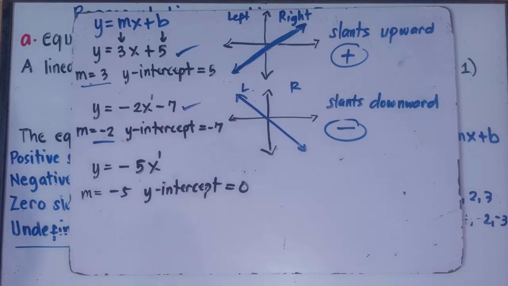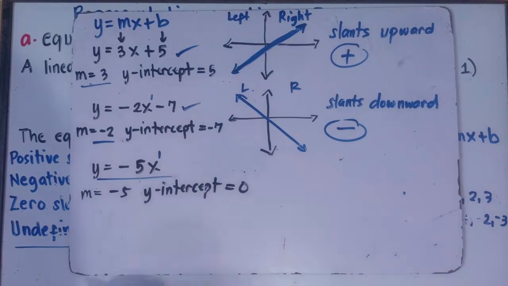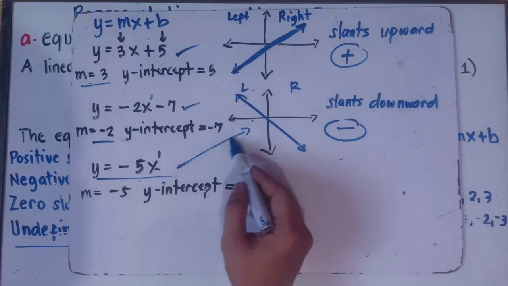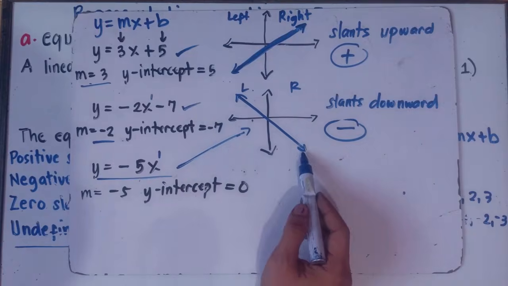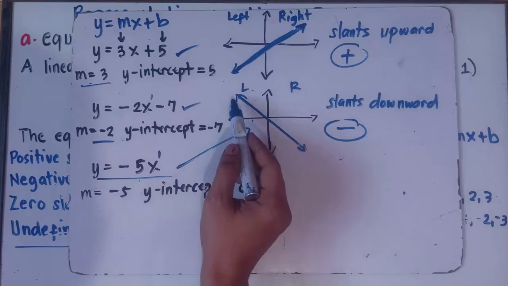Another example, class. Now, question, class, what would be your expected graph with regards to this equation? That's correct. This will be your expected graph. The line falls from left to right because you have a negative slope.